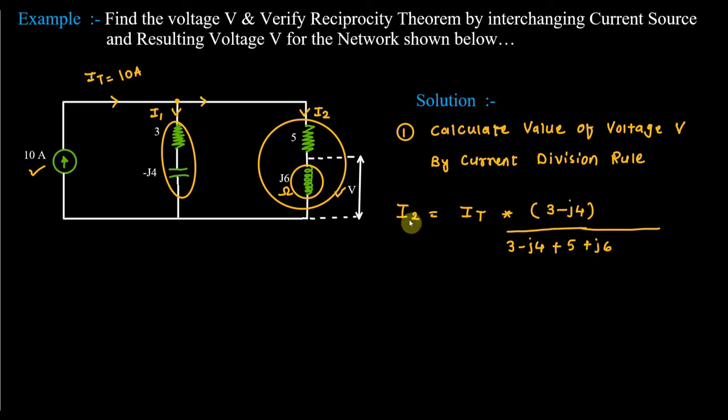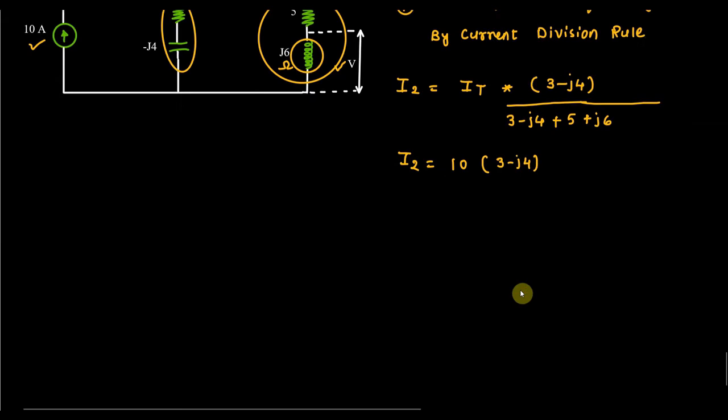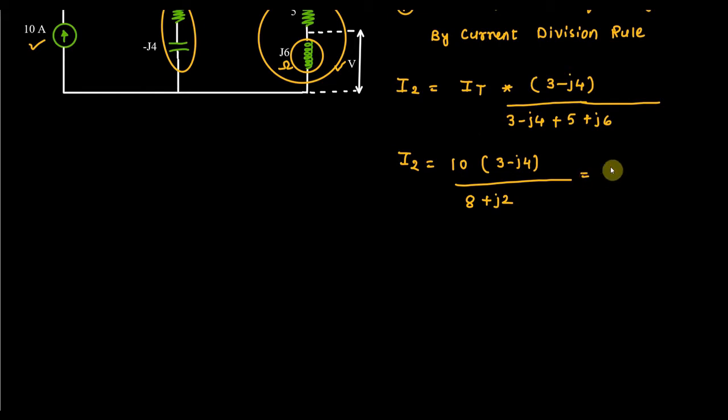So what is the formula? The current division rule is that the total current is multiplied by the opposite branch impedance from where you are calculating the current, divided by the sum of the parallel impedances. Now substitute the values. IT is 10. This will be 3 minus J4 divided by 3 plus 5, which is 8, plus J2. Now calculate this: it will be 30 minus J40 divided by 8 plus J2.